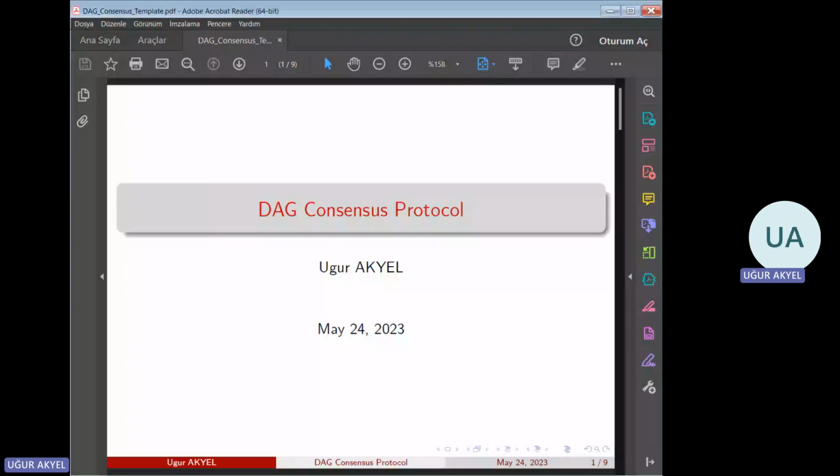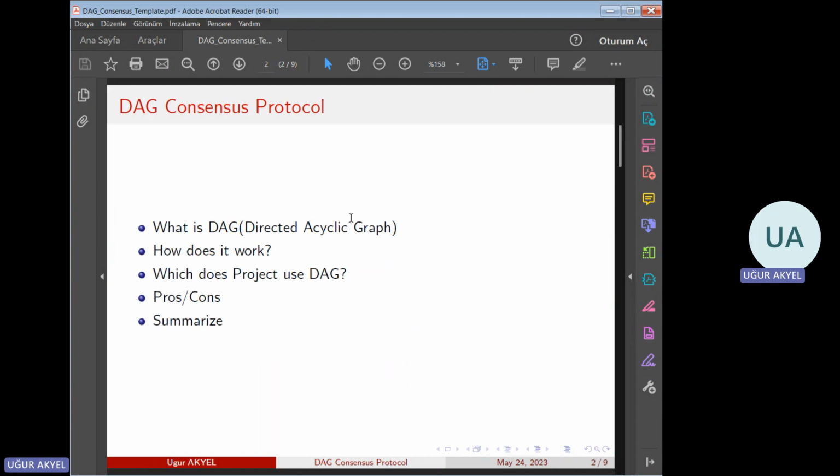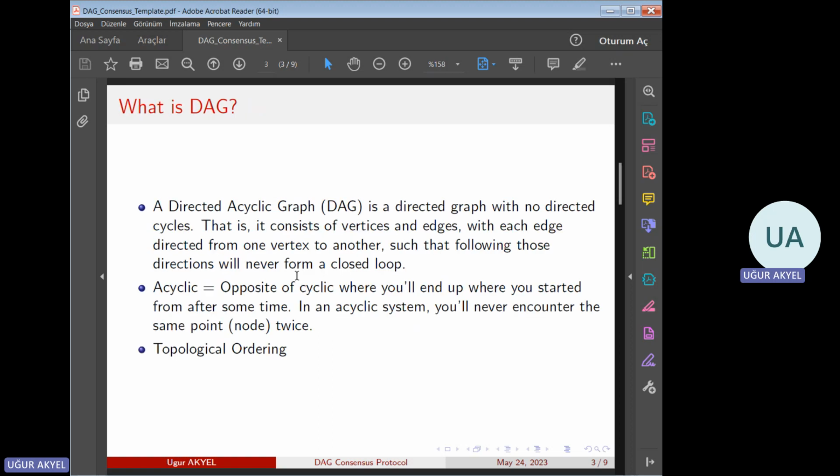Hello, sir. Today I will explain the directed acyclic graph consensus protocol. I choose this one. The slide shows our titles: what is a directed acyclic graph, how does it work, which projects use DAG, pros and cons, and summary.